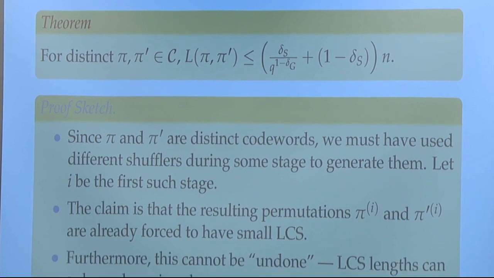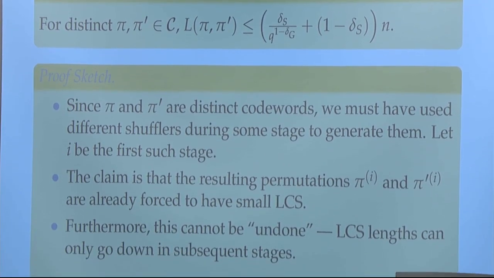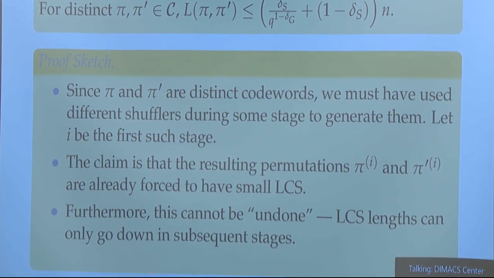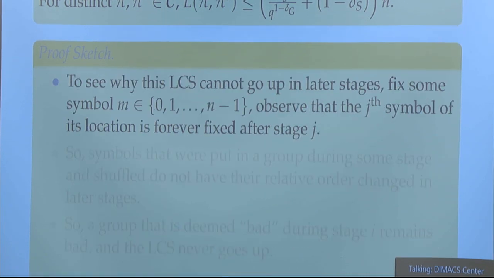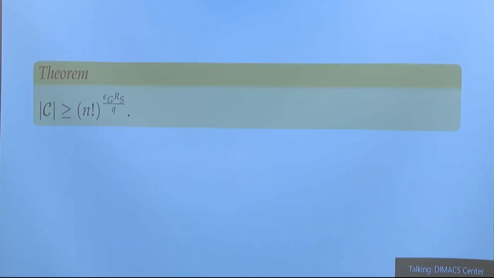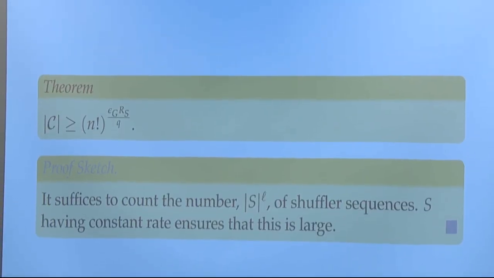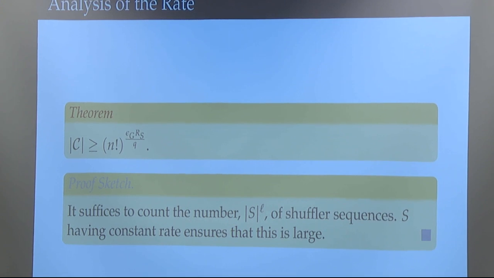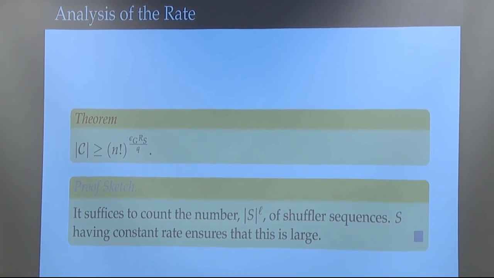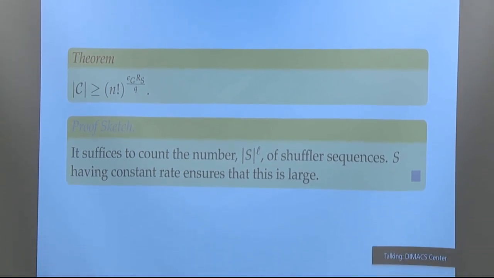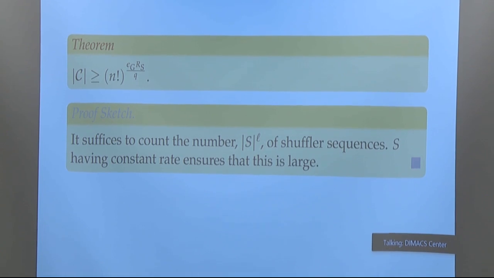And furthermore, this cannot be undone. LCS lengths can only go down in subsequent stages. So that is probably all I'll say about the analysis. For the rate, I want to say that the rate is high because the number of shuffler sequences is high. You just need to count the number of shuffler sequences. And S being large itself ensures that the number of shuffler sequences is large, so the size of the code that we have is also large.